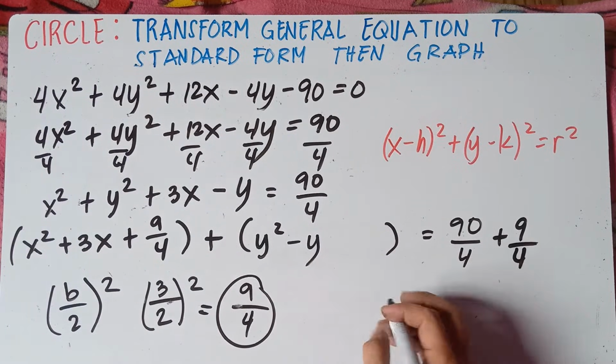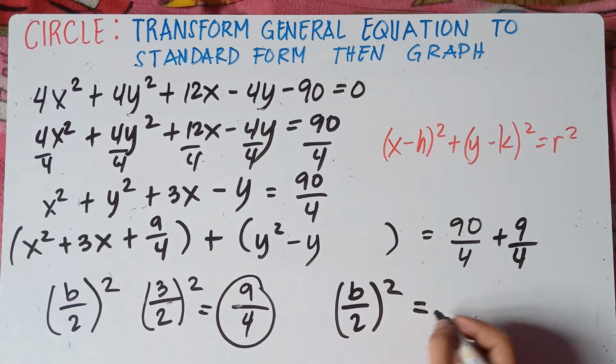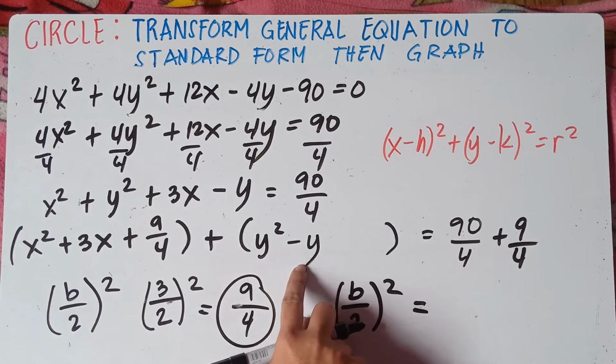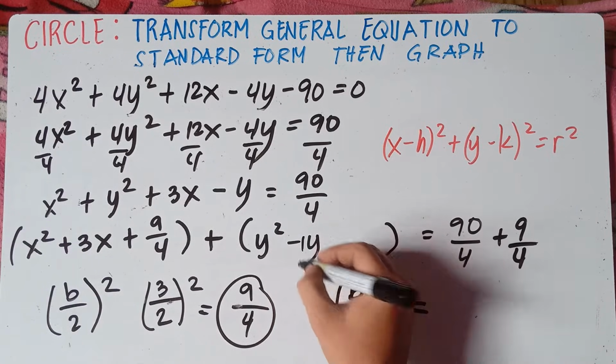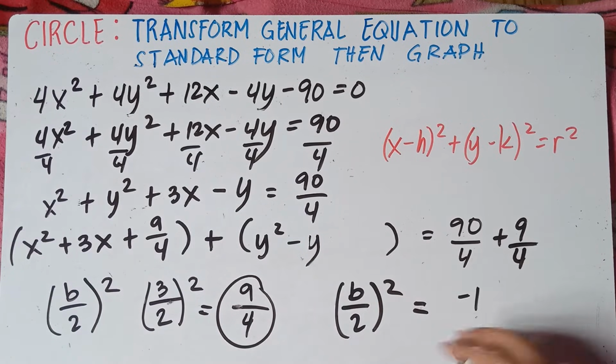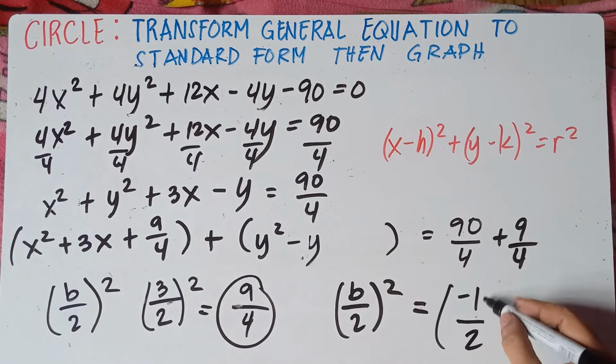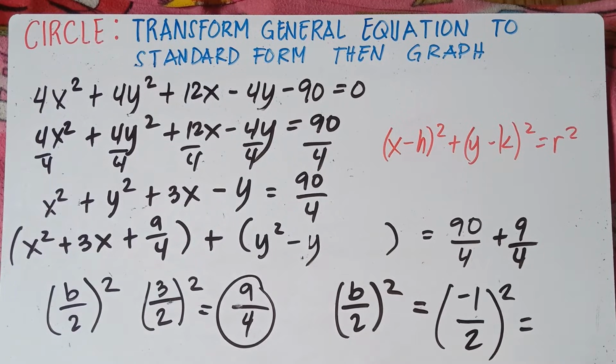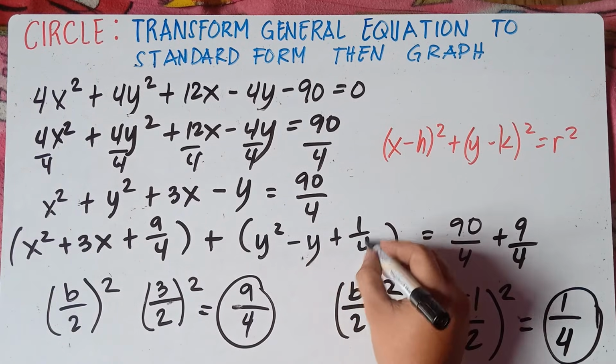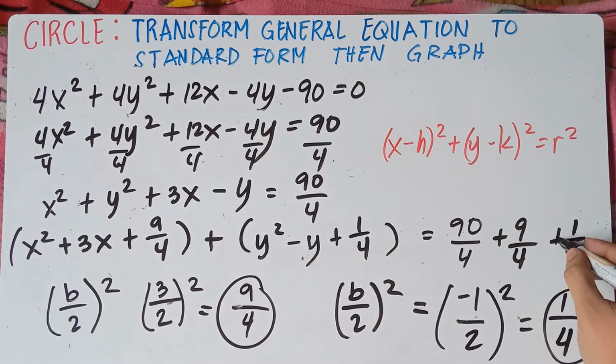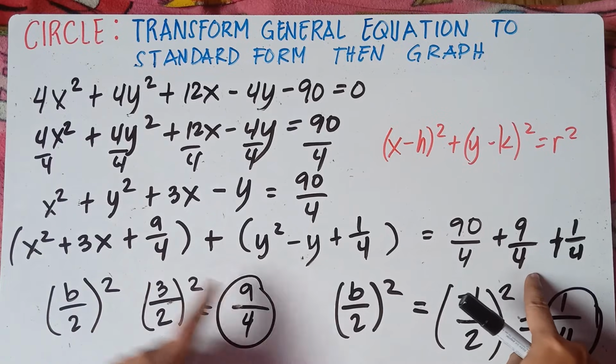Next, on the left side, the formula is b over 2 squared. Our b beside y is understood to be 1, so do not forget there's a 1 here. So our b is negative 1. This is negative 1 over 2, squared. Negative 1 times negative 1 is positive 1, and 2 times 2 is 4. So your answer is 1/4. Therefore, you add 1/4 on this side, and you also add 1/4 on the right side to make it balance. So you add 9 over 4 and 9 over 4, and you add 1/4 and 1/4.